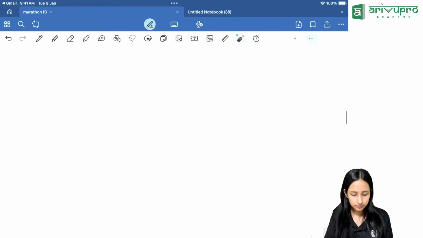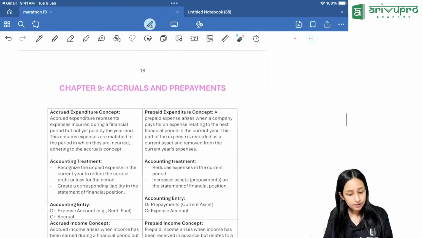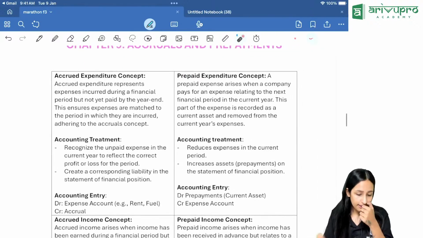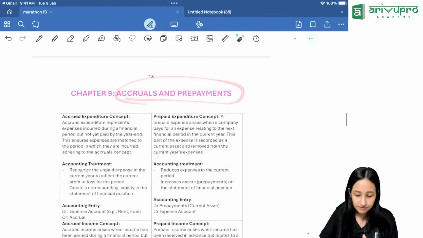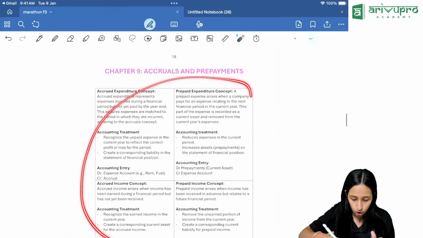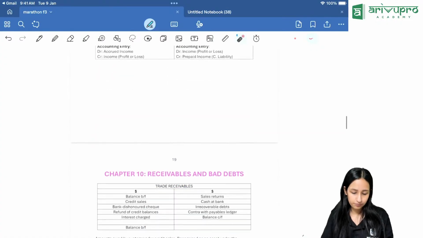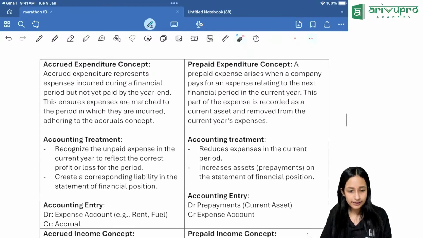Got it? With this, we are done with chapter number 8. Next, chapter number 9, we have accruals and prepayments. This is a very short chapter. This is all you need to know from this chapter. Okay, that's it. Then we can go to the 10th chapter.